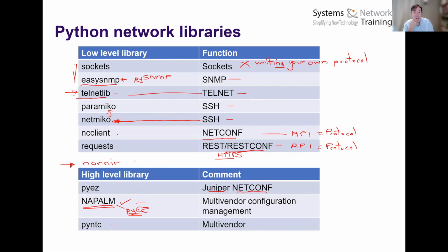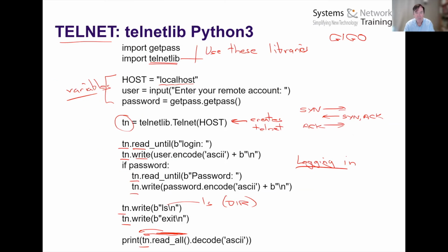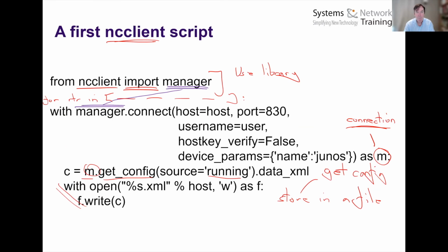And we didn't see these examples because we're looking at network automation. I showed you a Telnet example, and I did show you Netmiko, which uses Paramiko. We had a look at ncclient, we had a look at requests, and now we're moving on to the higher level libraries. And NAPALM is a higher level library that is multi-vendor. Anything that's multi-vendor, I do like. So let's have a look at what NAPALM is.